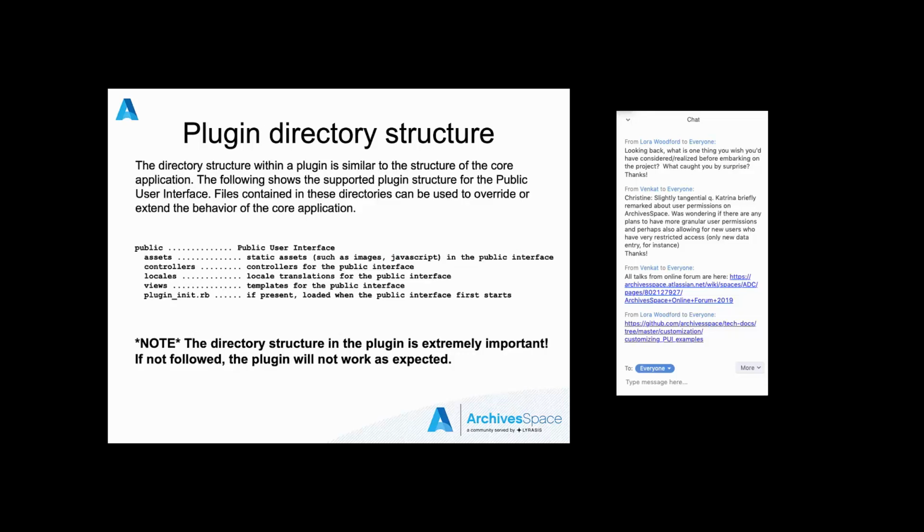If you create your own plugin, the directory structure is really similar to the structure of the core code base. This shows an example of a plugin directory structure, because we're talking about plugins for the public user interface. Inside the plugins directory, you're going to have a level that is for your plugin specifically, and then inside there you'll have a public directory, and then you'll have different directories underneath. Again, it's really important to follow the correct directory structure in a plugin to make sure that it actually does what you expect.